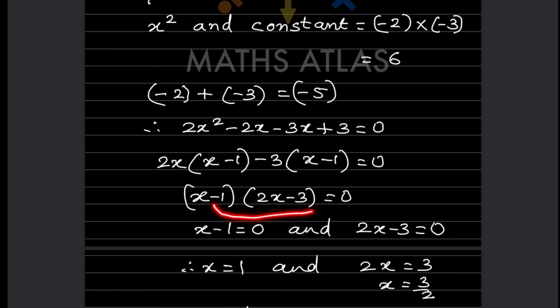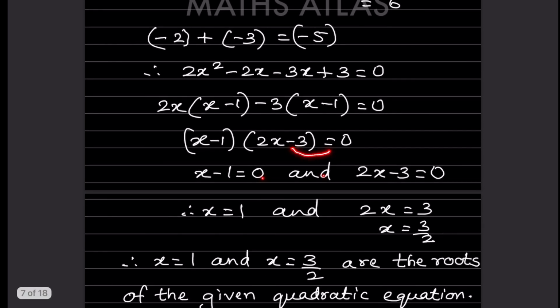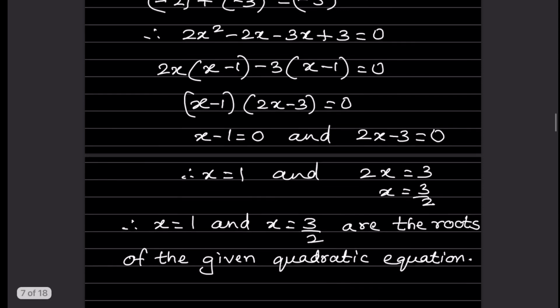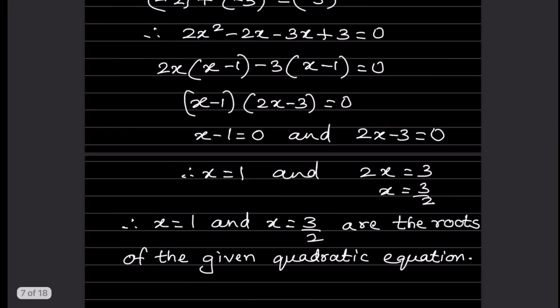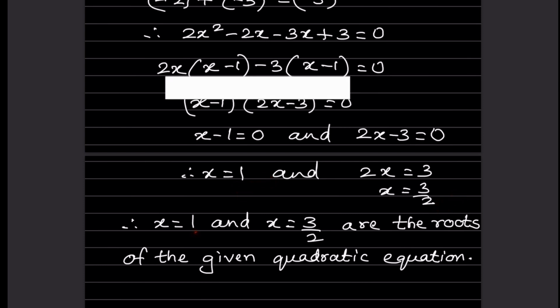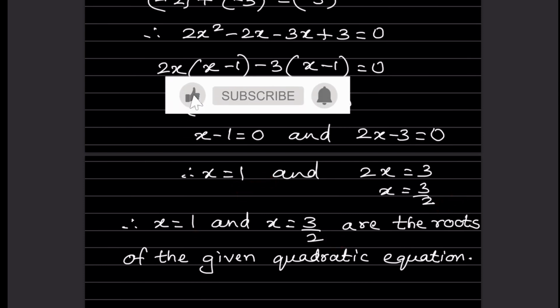Now either this is going to be 0 or this is going to be 0. So you write x minus 1 is equal to 0 and 2x minus 3 is equal to 0. When you rearrange, x is 1, and here 2x is 3, so x is going to be 3 by 2. Now we got the 2 values of x, that is 1 and 3 by 2. So we can say x is equal to 1 and x is equal to 3 by 2 are the roots of the given quadratic equation.